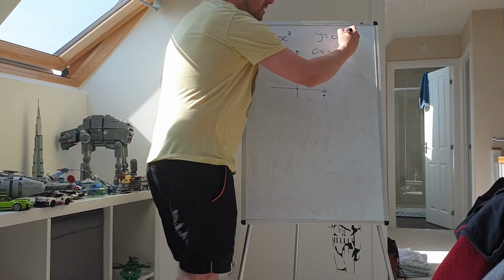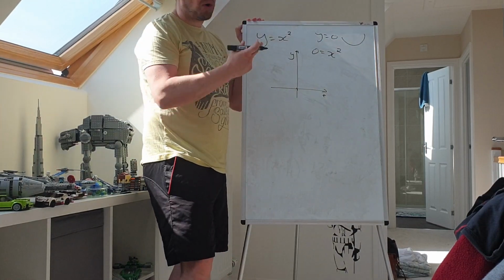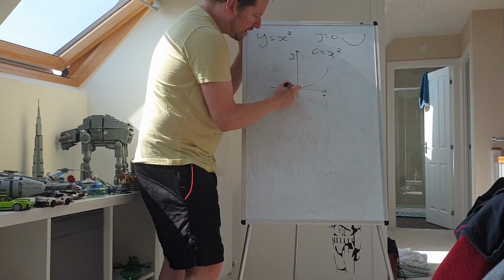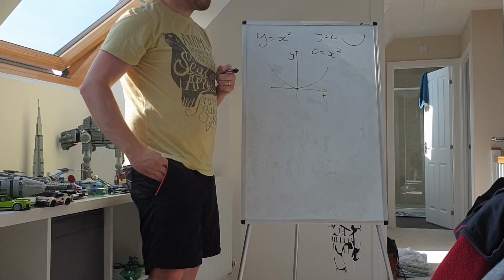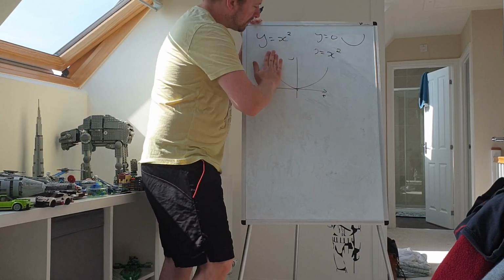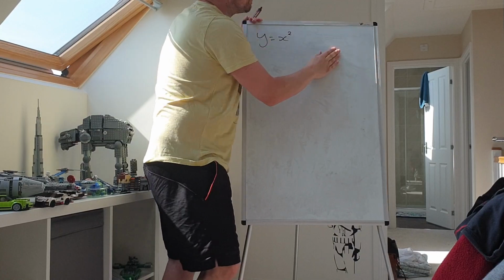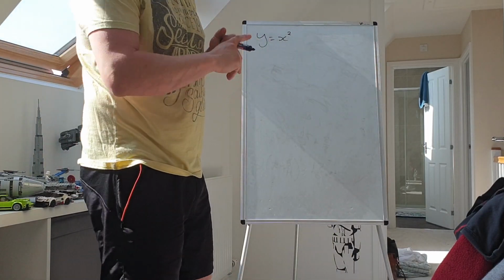And then we know that it's going to be a positive parabola. We call this shape a parabola. So y equals x squared is going to look like that. Okay, so let's have a look at the next question. This one's a little bit more detailed.